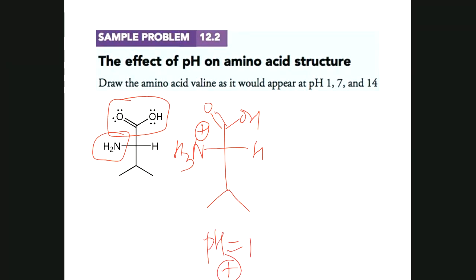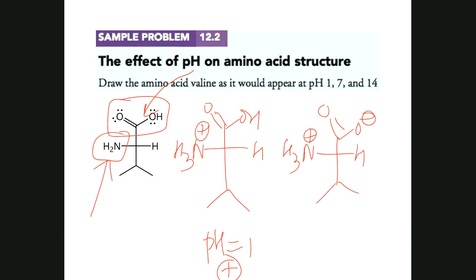If you consider pH 7, the carboxylic acid will be a carboxylate, and the amino group will still be ammonium. So at pH 7, this is protonated. This is now deprotonated. And you still have your side chain because it's completely neutral. So at pH 7, this will have a zero charge, because this positive cancels out that negative.